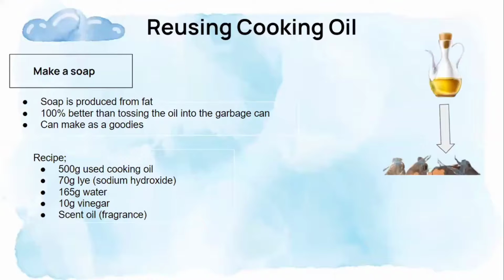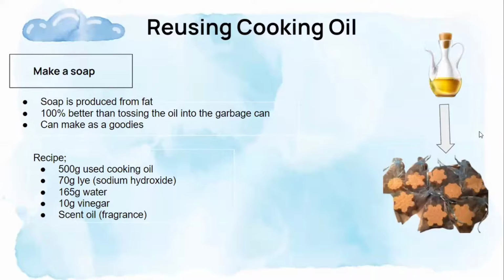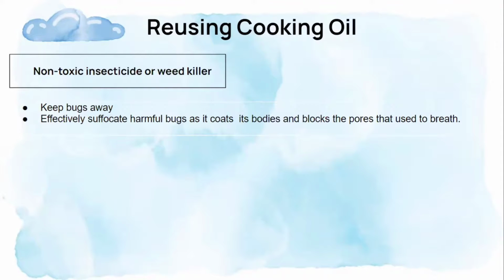So next, reusing the cooking oil. You can reuse the cooking oil by making soap. Here is a simple recipe for how to make soap, and you can make it as goodies or anything. The last one is you can reuse it to make a non-toxic insecticide or weed killer to keep the bugs away. It effectively suffocates harmful bugs as it coats the body of the insects and blocks the pores that they use to breathe.